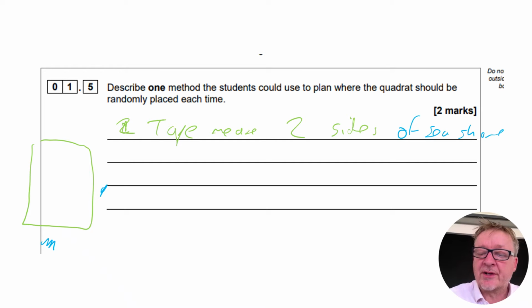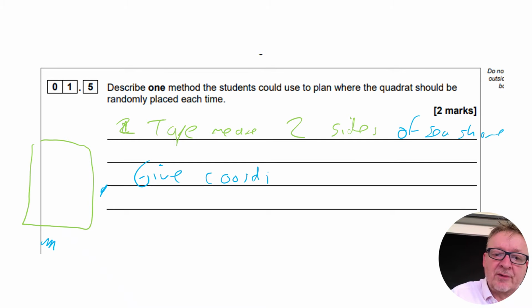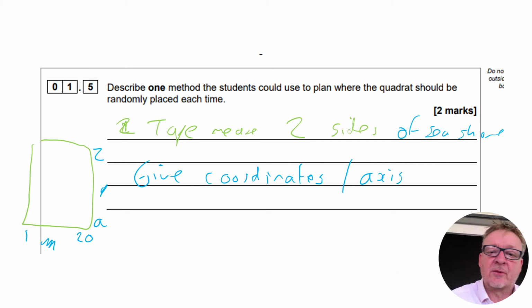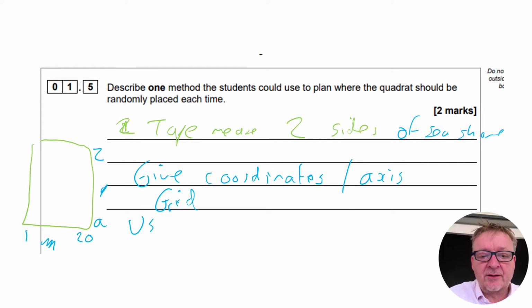You've got to make sure you keep referring back to where it is. Then give coordinates or label the axes or the sides. So what I would do is say it's 20 across there, and then go A, B, C, D, E, F, G to Z, or whatever letter it is. Then you've turned it into a grid. Once you've got it in a grid, to get it as random as you possibly can, use a number generator.